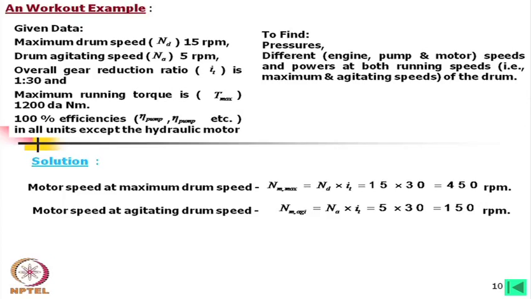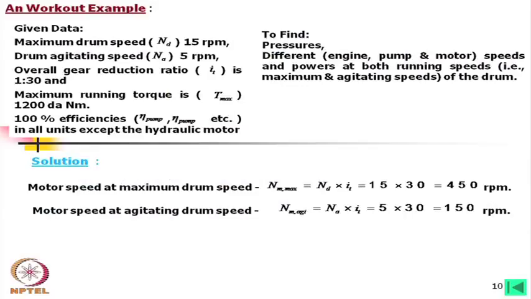Definitely at the time of mixing, more power will be required. Look at how this is inclined. It is arranged in such a way that while mixing, the materials move normally in the downward direction, because at that time we need more force. So gravity helps for mixing, while when we are discharging, it is probably not mixing. So some power optimization is there, but anyway we do not know. Maximum torque will be 1200 deca newton meter. Now, motor speed at agitating drum speed is 5 into 30, which is 150 rpm.